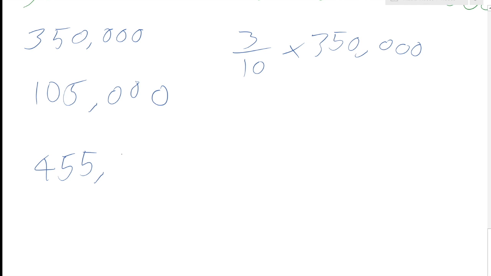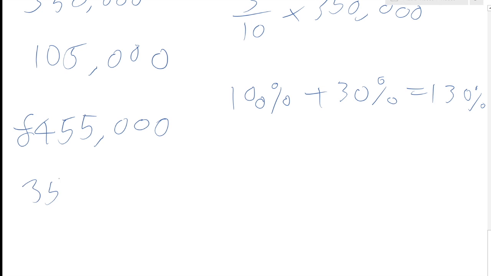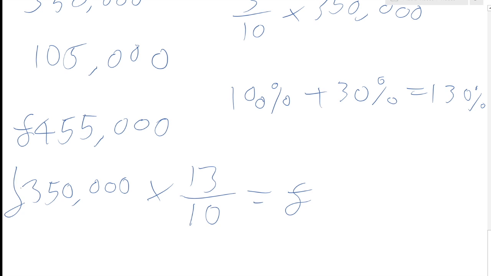£455,000. Similarly, we know it's 30% increase, 100% plus 30% equals 130%, and then we just want to do 350,000 times 130%, which is 13/10, and if you plug that into your calculator, surprise surprise, you're going to get £455,000.